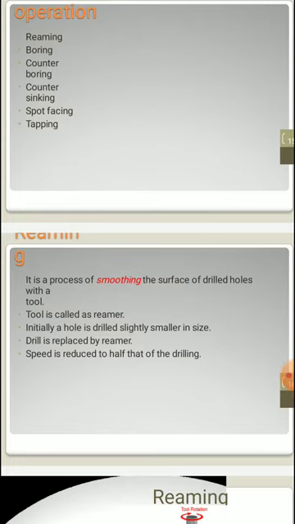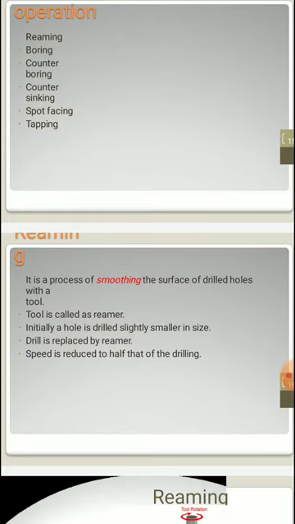Already drilled holes: if we need to smooth the surface of the drilled holes, for that process we use a tool which is specifically used for the reaming operation, and it is also called a reamer. Since it is used for the reaming operation, it can be called a reamer.